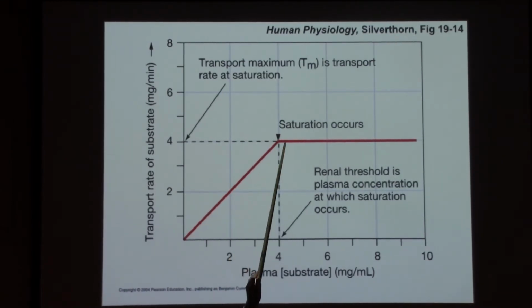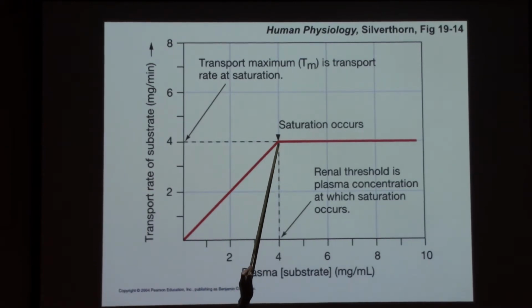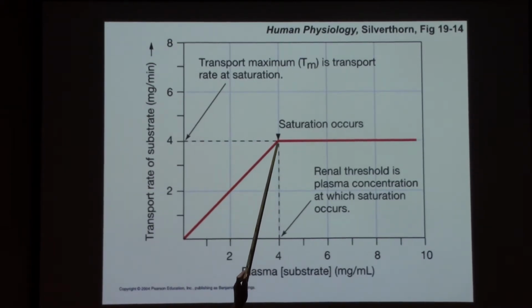To a point. And at this point, where you no longer increase the rate of transport, you've reached saturation. So all the transporters are working as hard as they can, and even if you add more substrate, you can't move it at a higher rate. Everything's working as fast as it can. Right?